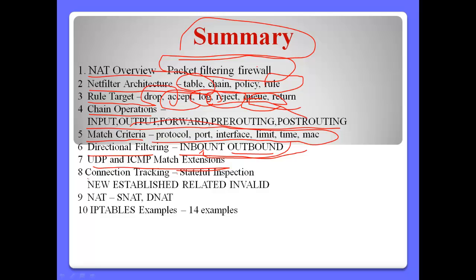In chapter 8, we learned connection tracking. Normally we can say stateful inspection. So here we studied the state, four kinds of things: new, established, related, and invalid. And the NAT, we learned about the source NAT and destination NAT. In the source NAT, we can include the masquerade as well. In chapter 10, we learned iptables examples, around 14 examples.